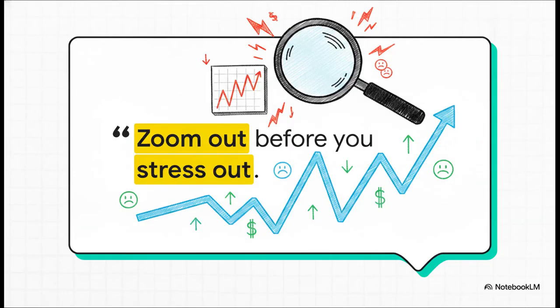Usually at the top of your app, you're going to see a time frame toggle with letters like 1D, 1W, 1M, or 1Y. And listen, this is where beginners make their absolute biggest mistake. So I want you to memorize this golden rule right now. Zoom out before you stress out.